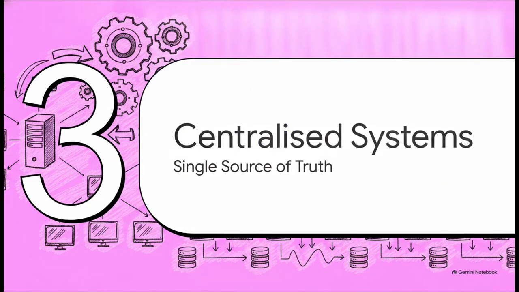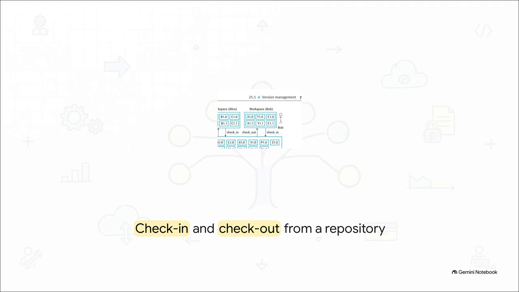Okay, part 3, centralized systems. So, having established that vocabulary, let's look at the historical solution to Alice and Bob's problem: centralized version control systems. A classic example would be Subversion, or SVN. In a centralized system, there is exactly one master repository sitting on a central server somewhere. Alice checks out a file she needs into her private workspace, makes her changes, and checks them back in, creating, say, version C1.1. But what happens to Bob?